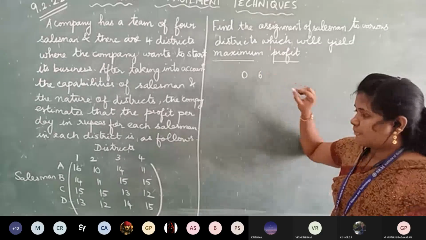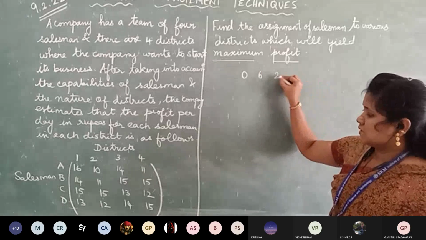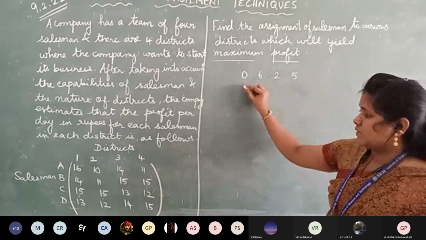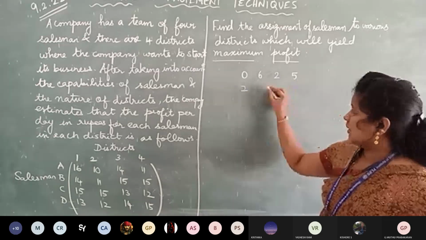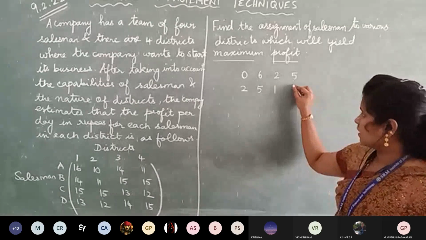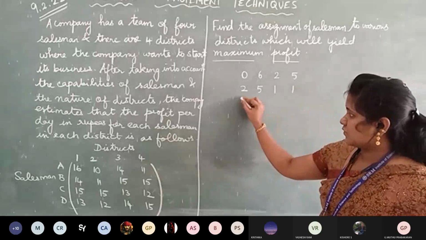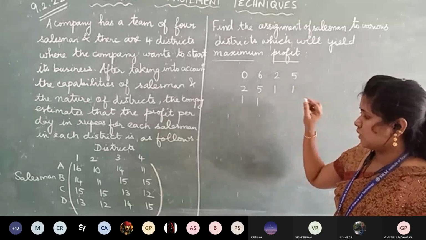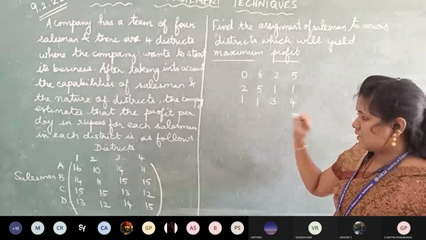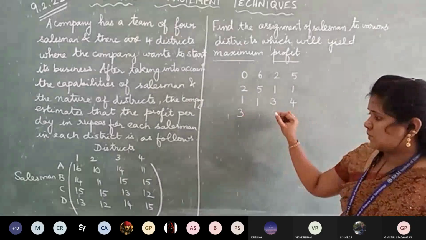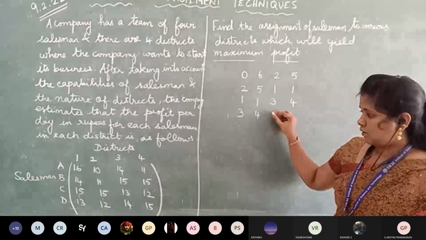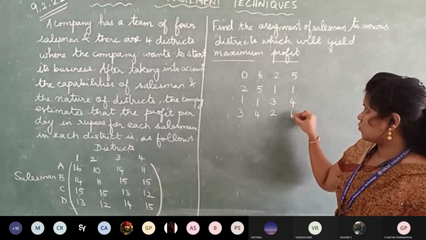16 minus 6. 16 minus 14 is 2. 16 minus 11 is 5. Similarly for all the rows: 16 minus 15 is 1, 16 minus 15 is 1, 16 minus 15 is 1, 16 minus 15 is 1. 16 minus 13 is 3. 16 minus 12 is 4. 16 minus 13 is 3. 16 minus 12 is 4. 16 minus 14 is 2. 16 minus 15 is 1.